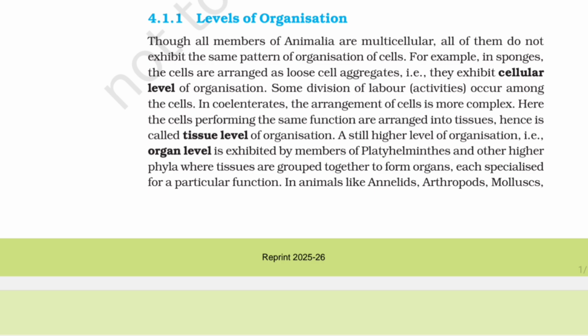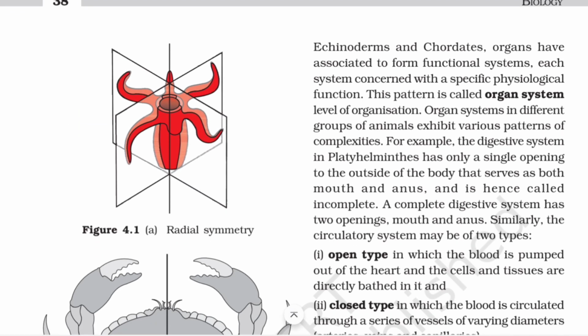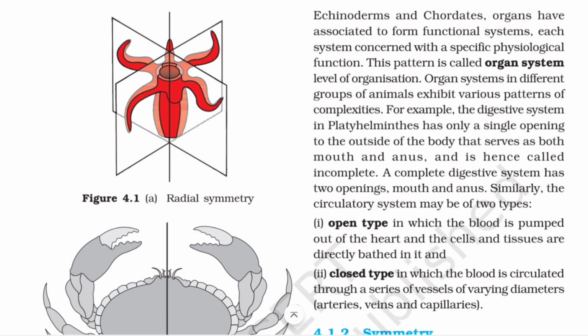A still higher level of organization, that is organ level, is exhibited by members of Platyhelminthes and other higher phyla, where tissues are grouped together to form organs, each specialized for a particular function. In animals like annelids, arthropods, mollusks, echinoderms, and chordates, organs have associated to form functional systems, each system concerned with a specific physiological function. This pattern is called organ system level of organization.